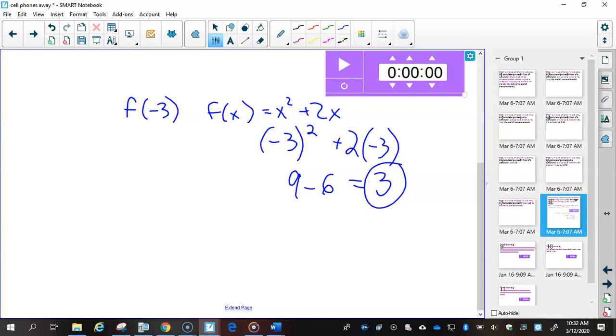My hint for number 5 is start at the point they give you and use your slope. Start at the point and use your slope.